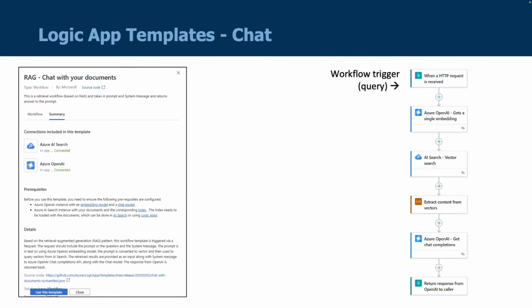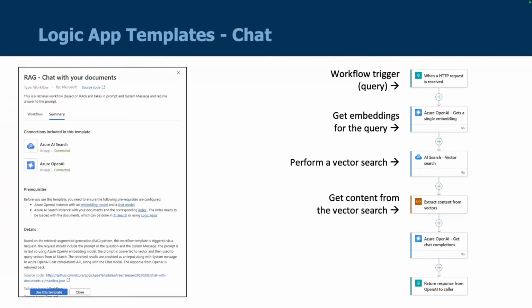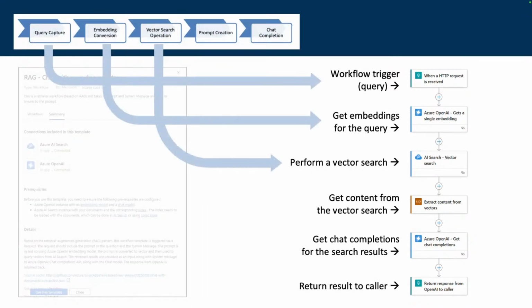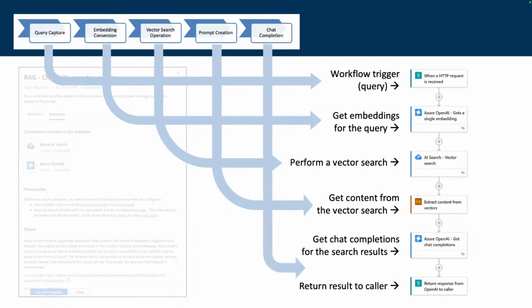So with the chat workflow, you have your trigger, which is basically a query. And then you get your embeddings, you turn it into vectors, and then perform a search in AI Search with that vector to find the relevant information from your knowledge store, extract the content from that search, and send it on to your OpenAI or your LLM to get the chat completions, and then return that to the caller. And you can see how all of that maps very nicely to that workflow I showed you before.